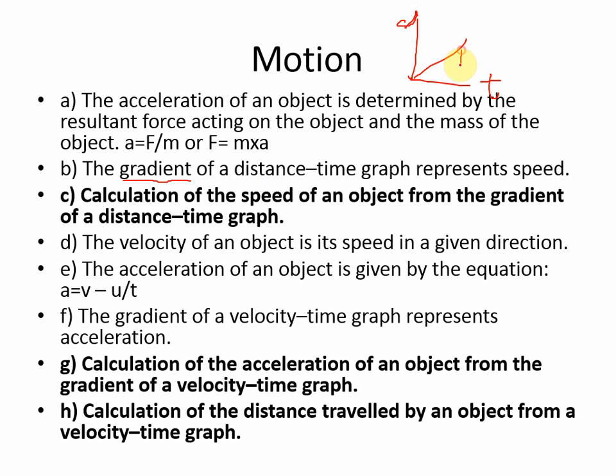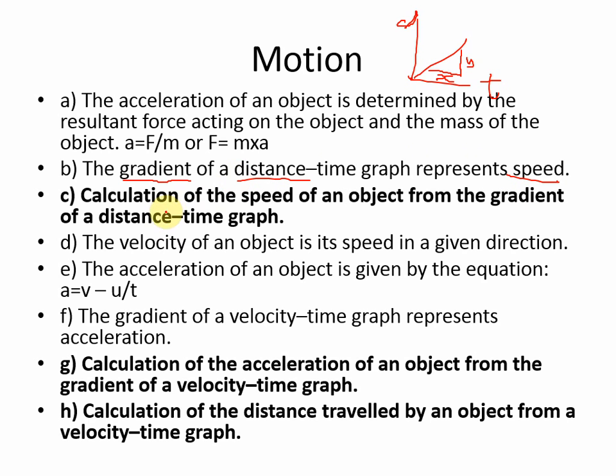So to do the gradient, you're looking for the change in y, how much it changes this way, how much it changes on the y-axis, divided by the change in x, how much it changes this way. So you do the change in y divided by the change in x, and that tells you the gradient. So the gradient of a distance time graph tells you speed.